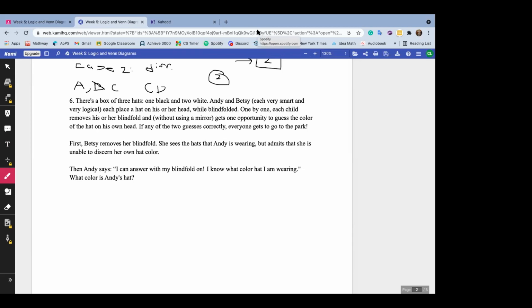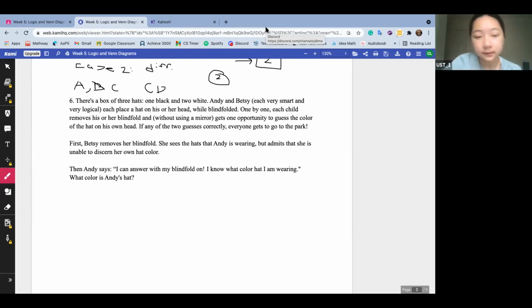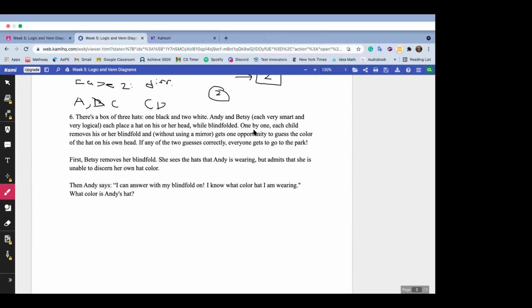I think maybe Andy's hat is white, because if Andy's hat is white, Betsy doesn't know if her hat is black or white. But if Andy's hat is black, then Betsy would know her hat is white. So I think Andy's hat is white. Yeah, so it is white?